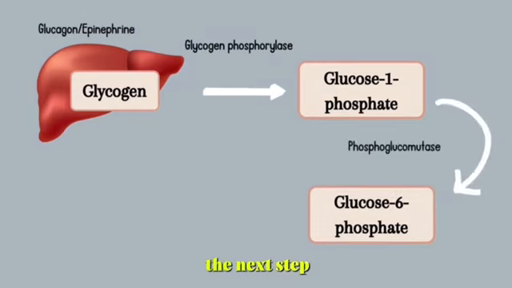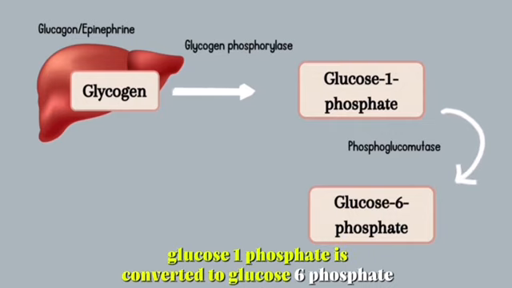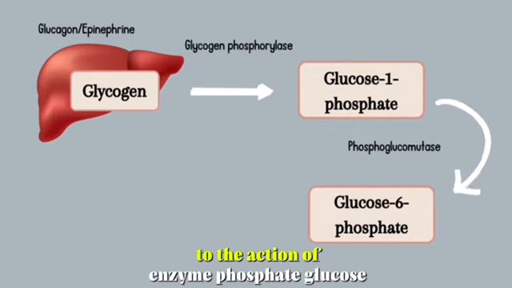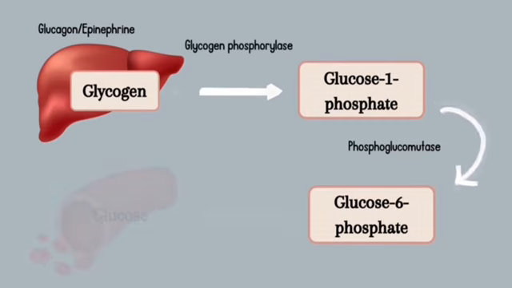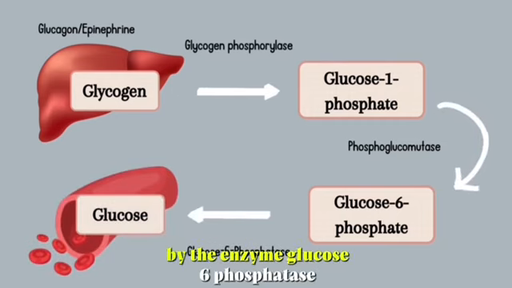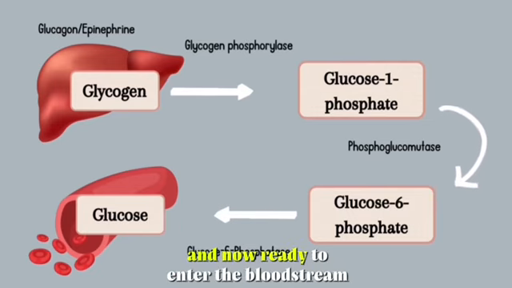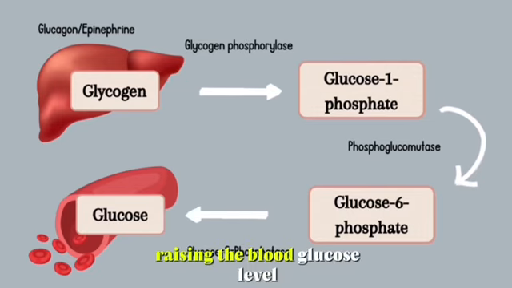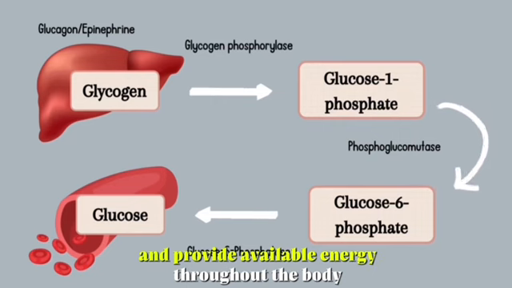In the next step, glucose 1-phosphate is converted to glucose 6-phosphate through the action of the enzyme phosphoglucomutase. Glucose 6-phosphate is further converted to free glucose by the enzyme glucose 6-phosphatase and is now ready to enter the bloodstream, raising the blood glucose level and providing available energy throughout the body.